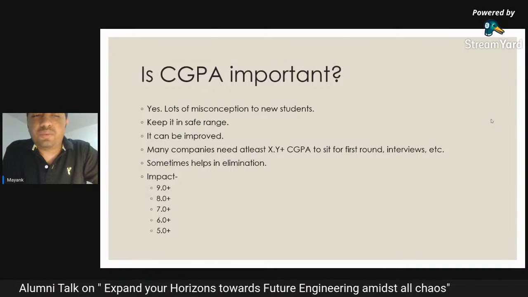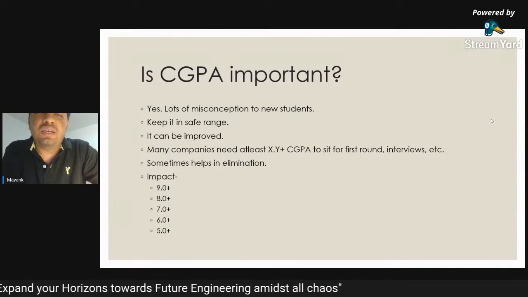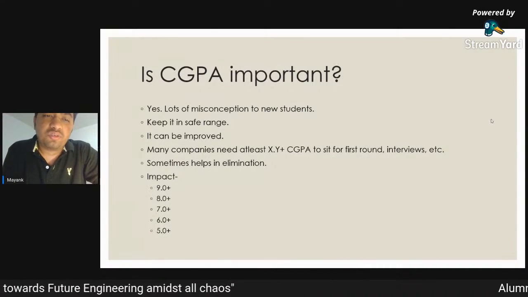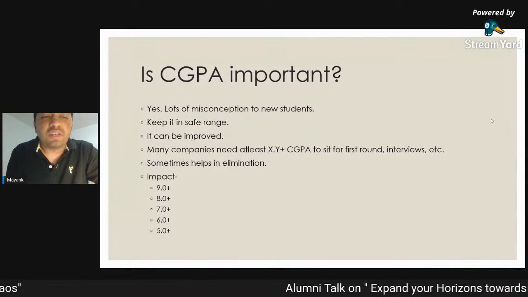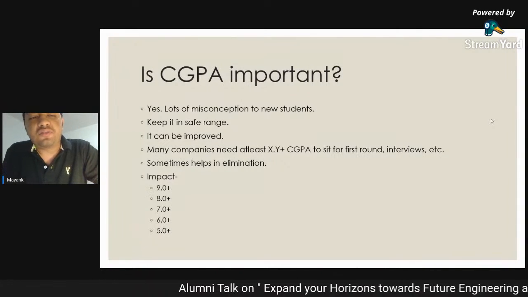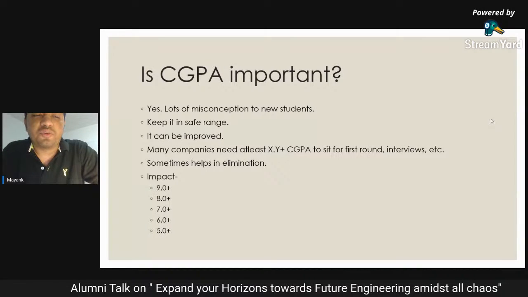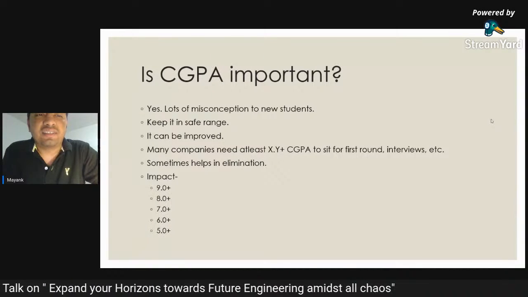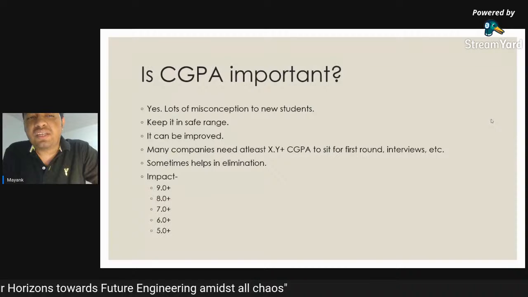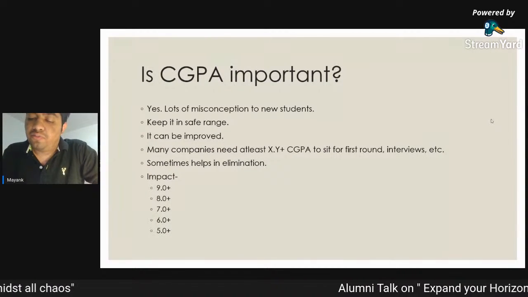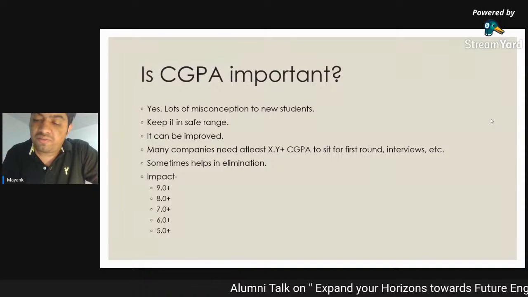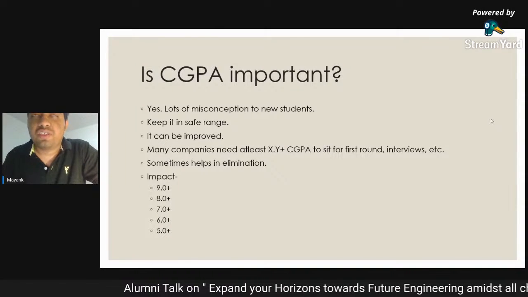If you already have 9.0 and more than that, keep continuing. Don't lower it anymore, and you can keep it above. But what if you're just around 7, or let's say in the 6.5 range or somewhere like that? You can still bring it into the safe range. Whatever happened, how much time do you have left? Work on it, improve it.